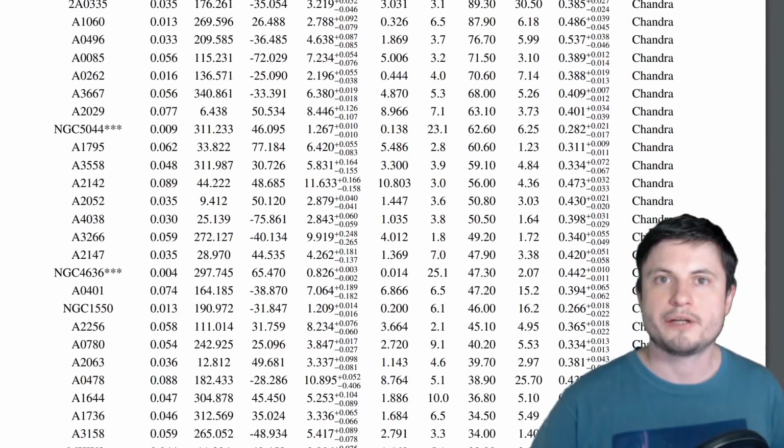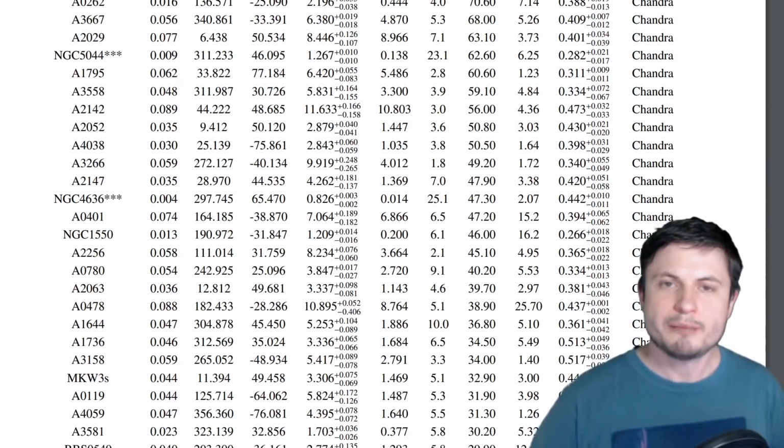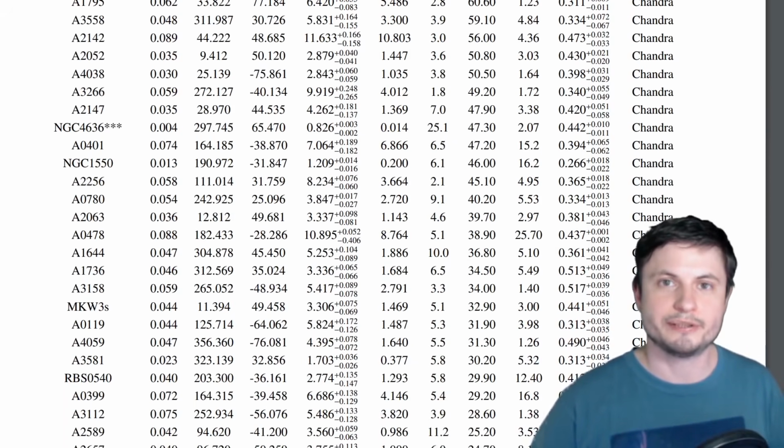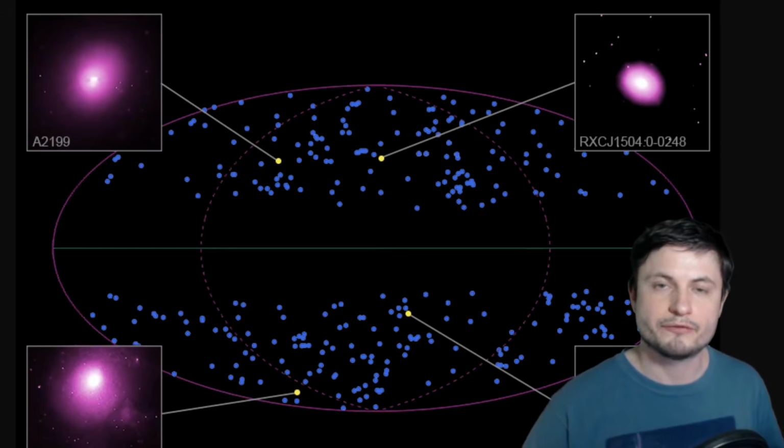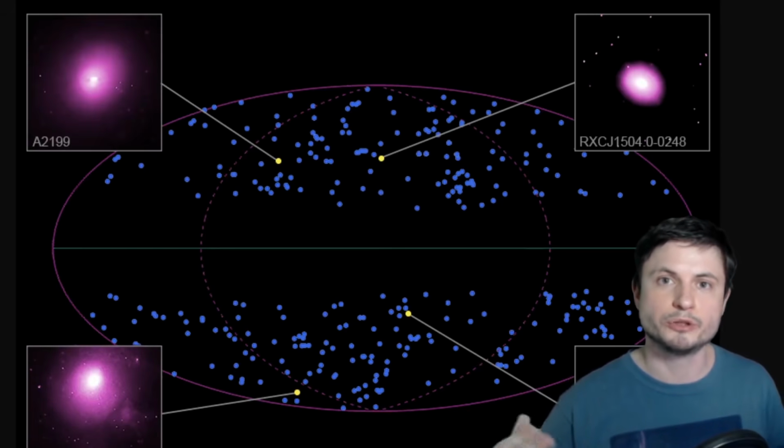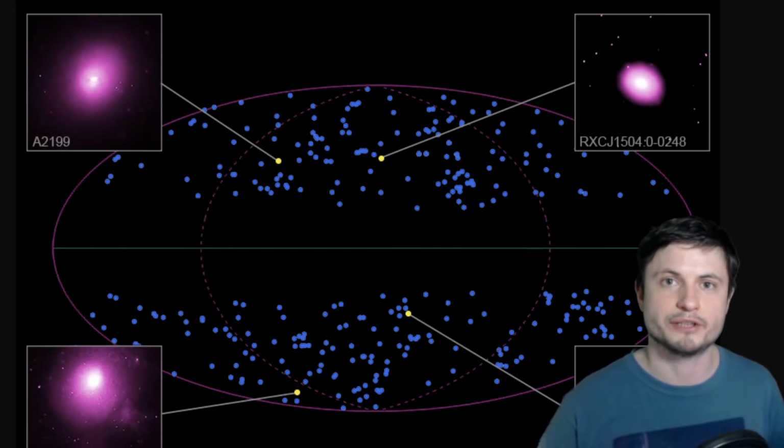So by looking through all of this data and also combining all of this data into a really large table that you can actually find in their paper, they were able to create a relatively accurate representation of every single galactic cluster and every single measurement for the amount of X-ray luminosity that was produced by every one of these clusters.